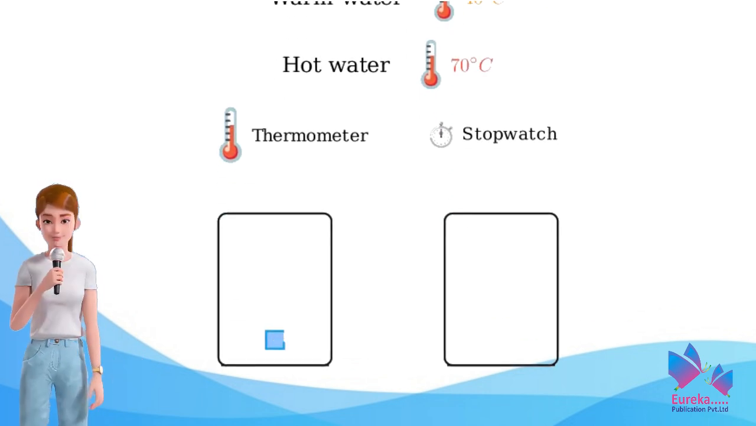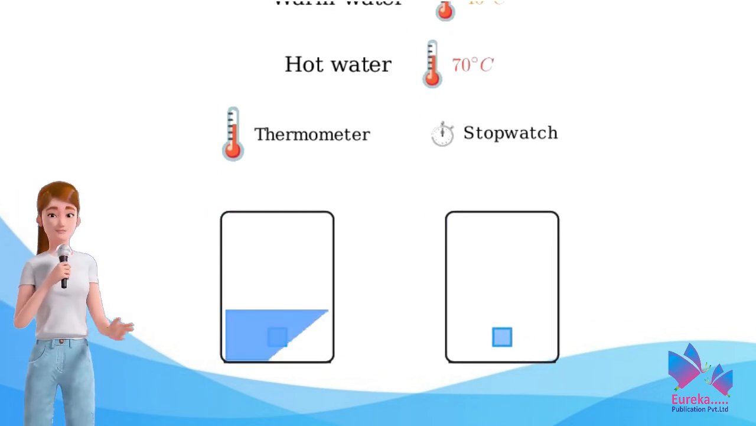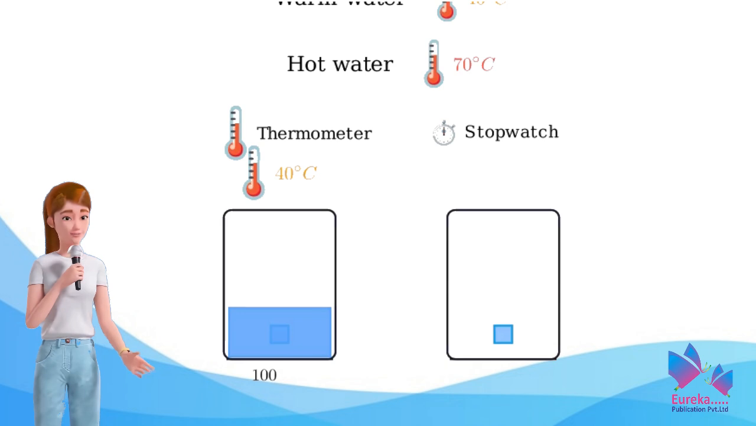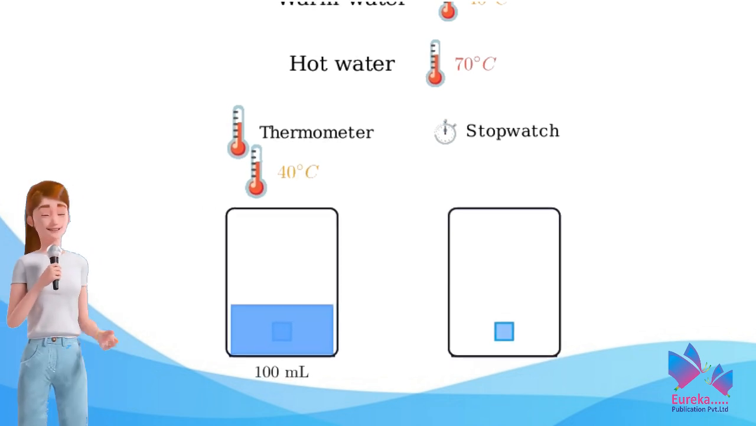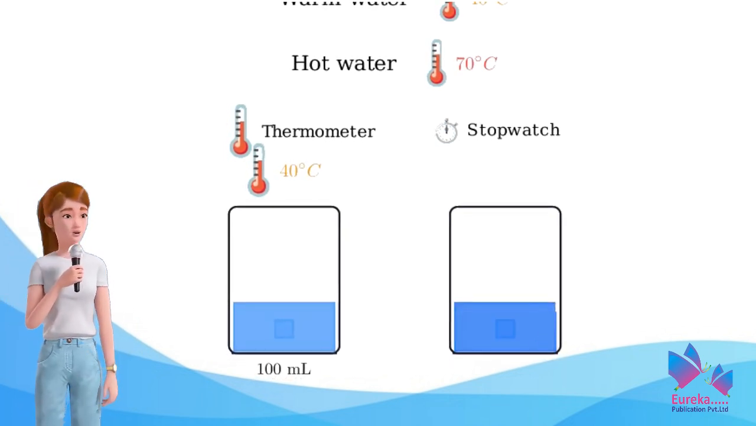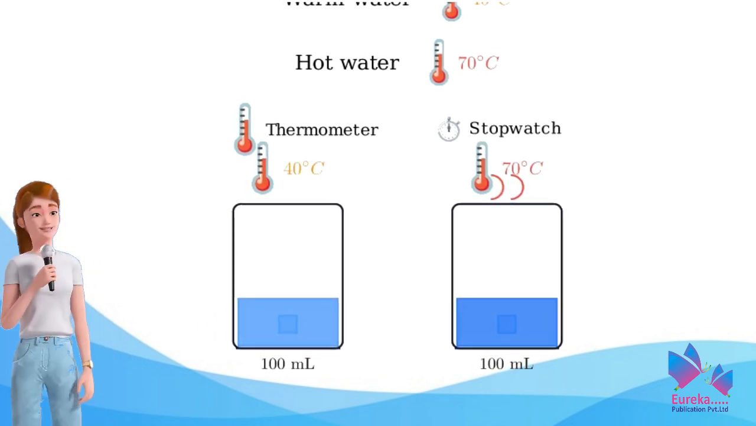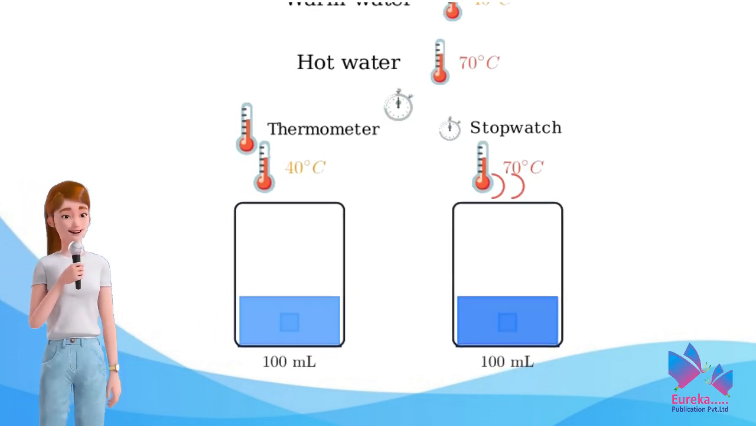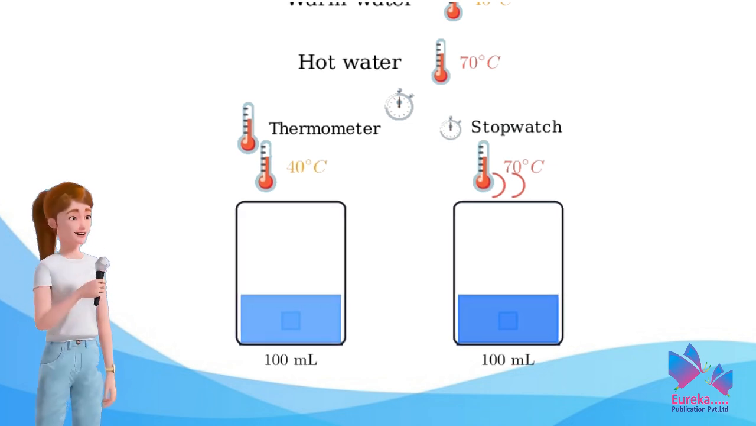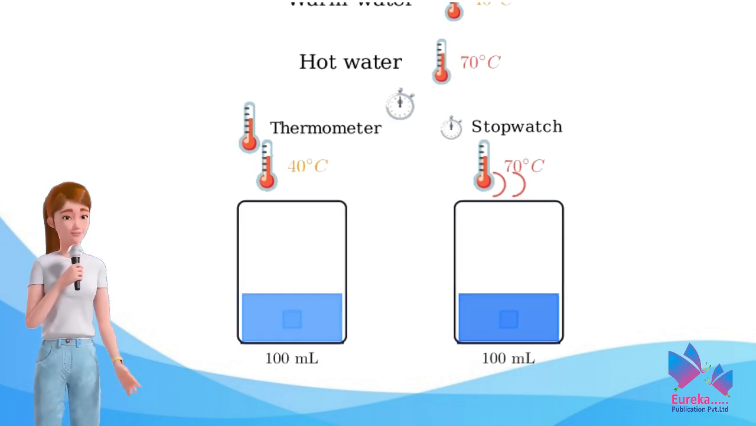Procedure: place 1 ice cube in each beaker. Add 100 milliliters of warm water at 40 degrees Celsius to the left beaker. Add 100 milliliters of hot water at 70 degrees Celsius to the right beaker. Then, start the stopwatch and record the time each ice cube takes to melt completely.